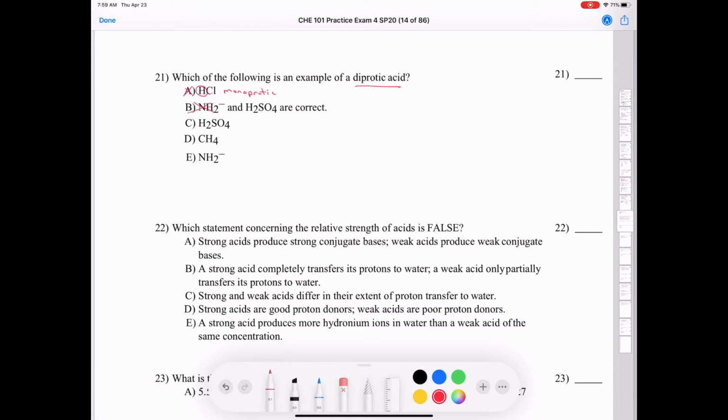The next one is H2SO4. That's sulfuric acid, and it is a diprotic acid because what? It has two protons, two acidic protons. Therefore, this is going to be the correct answer. So the correct answer is C.